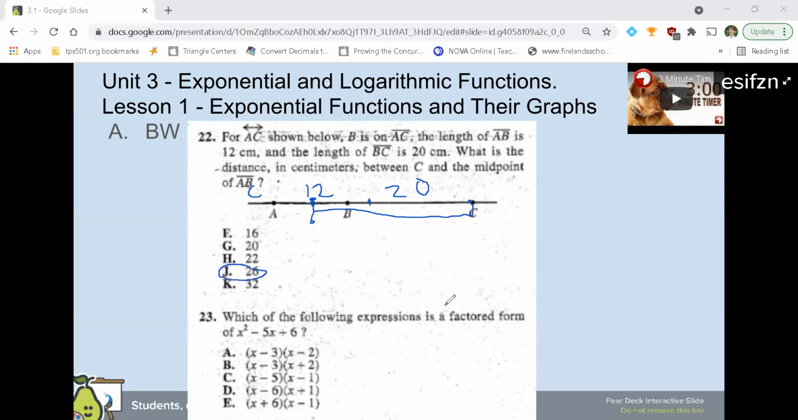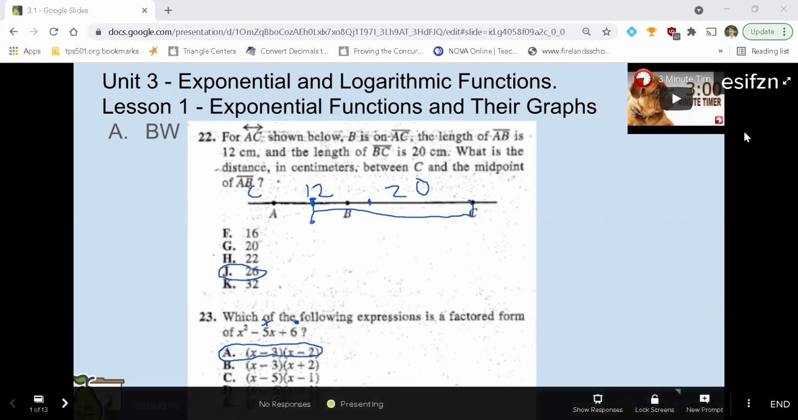Okay, which of the following is a factored form of x squared minus 5x plus 6? Tristan, what do you think? What's the factored form of x squared minus 5x plus 6? I think that is A. I think you're right. I think I'm right. Because -3 times -2 is +6, and -3 plus -2 is -5. I mean, look at that. Again, I'm a genius. Questions on the bell work?